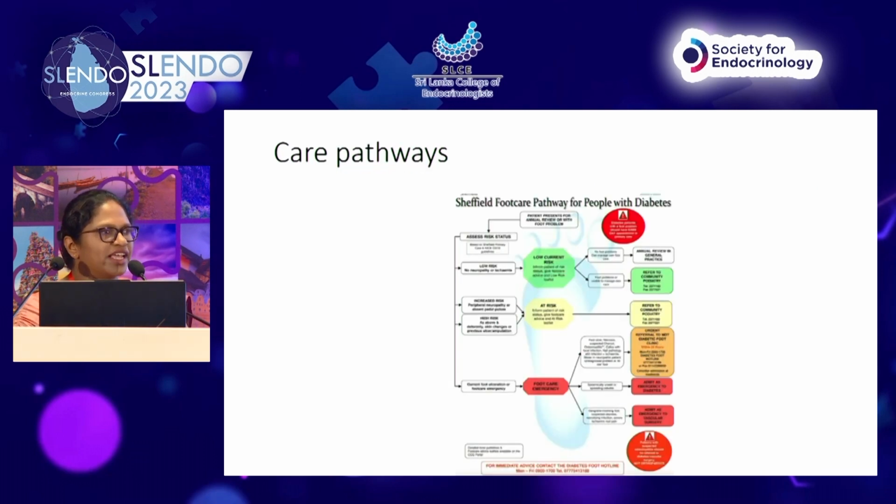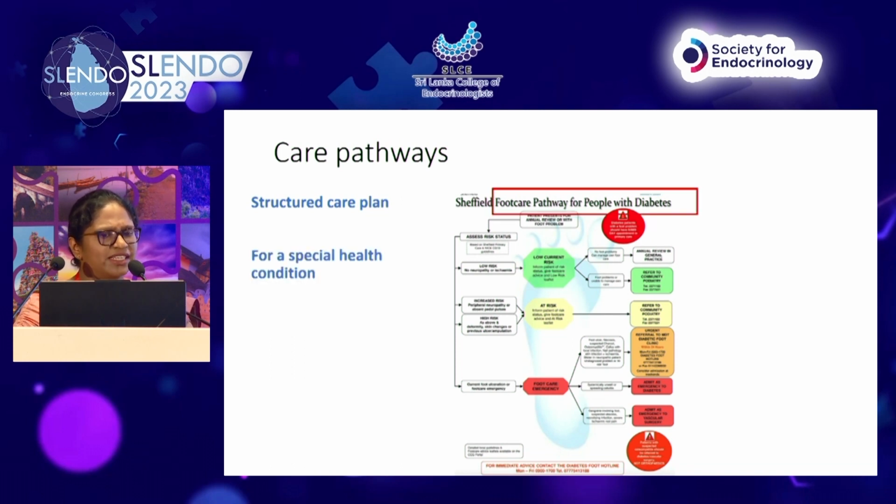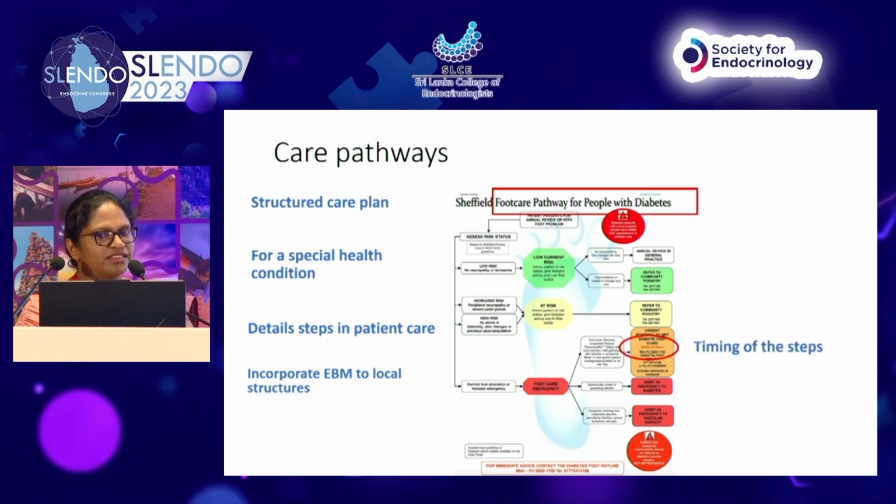This is an example I have taken from the Sheffield Foot Care Pathway, where I worked. It's a structured care plan. It's easy to follow. It's for a specific health condition, in this case a foot care pathway for people with diabetes. All are defined, and it details steps in patient care. It incorporates the latest evidence-based medicine into local structures, and there is timing. If there's an emergency, there should be a timeline. If this is not an emergency, again, there should be a timeline. The patient should be seen or referred to an eye surgeon, say, within 1 month of diagnosis, or within 1 year of diagnosis. So there should be a way of timing each and every step in a care pathway.